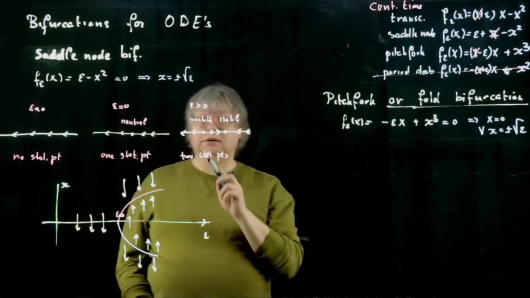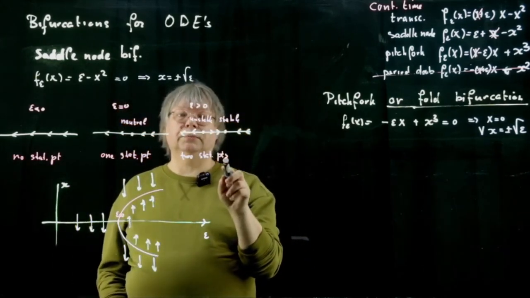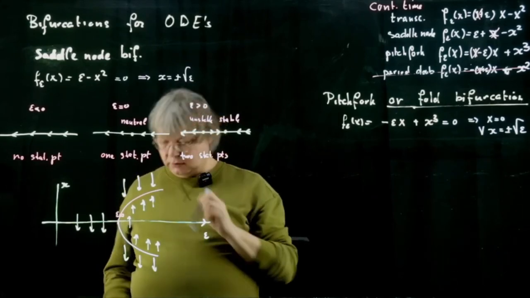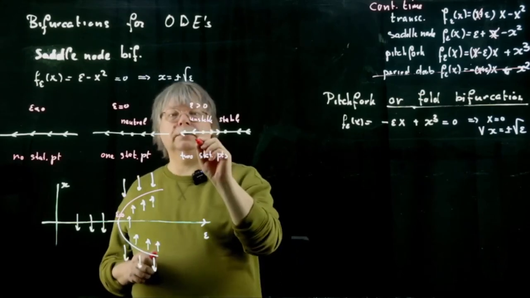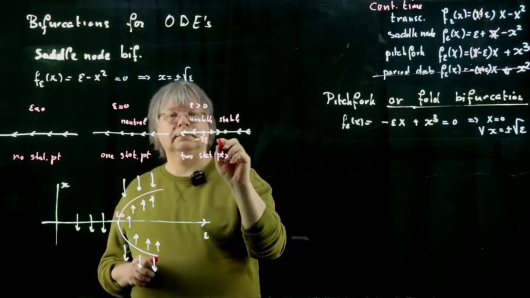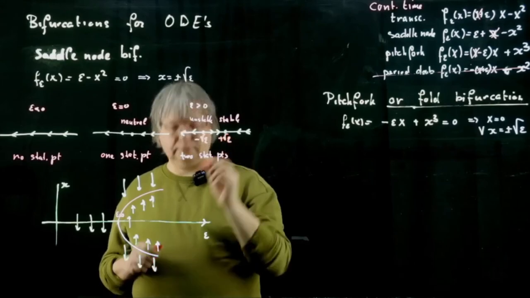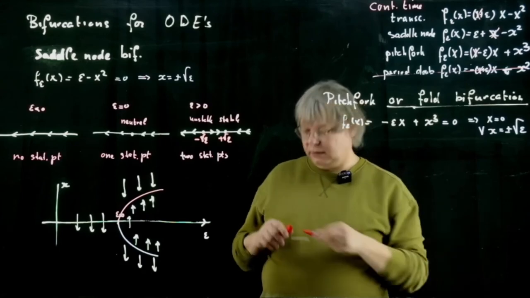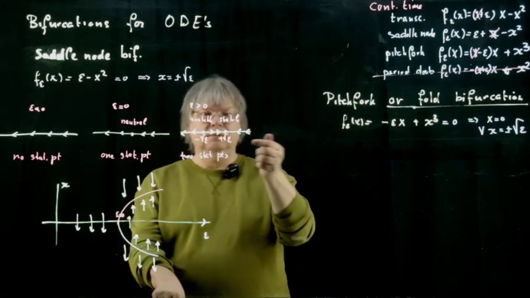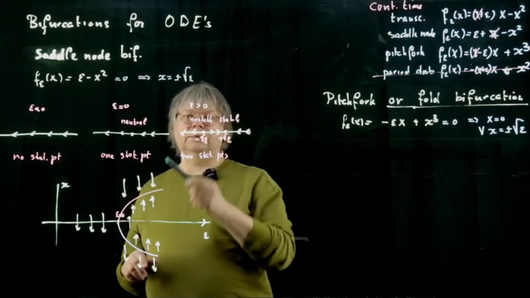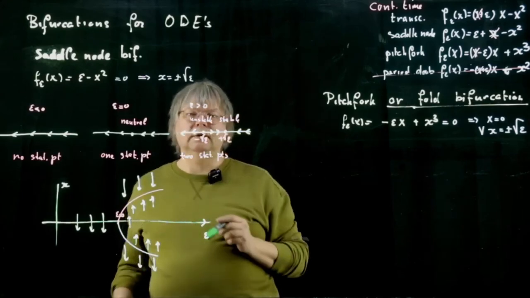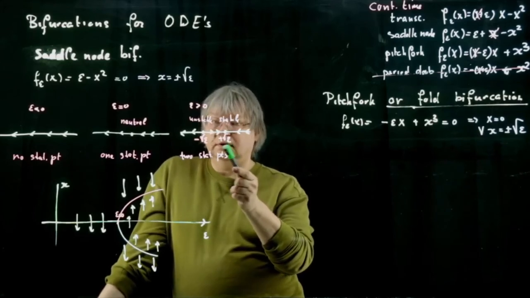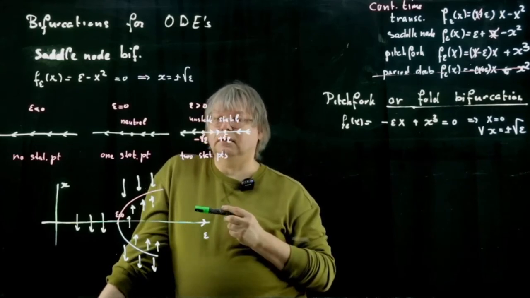If epsilon is positive, then two stationary points emerge at plus and minus square root of epsilon. And looking at the arrows again, we see that from the right we move to the left. On the far left we move even further to the left, but in between we move to the right, and that makes plus square root of epsilon stable, minus square root of epsilon unstable.